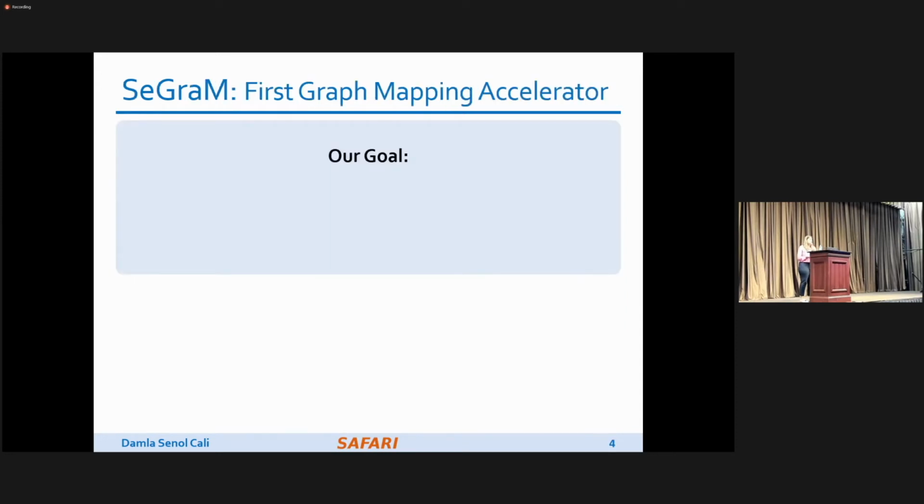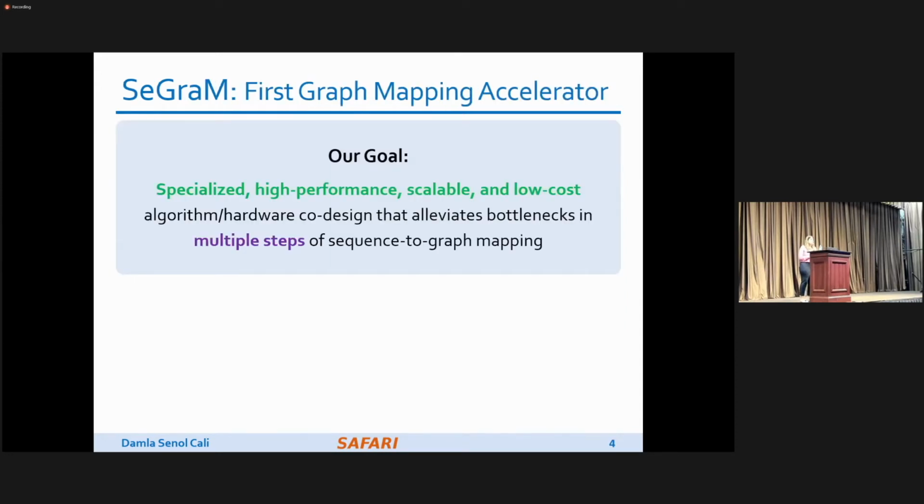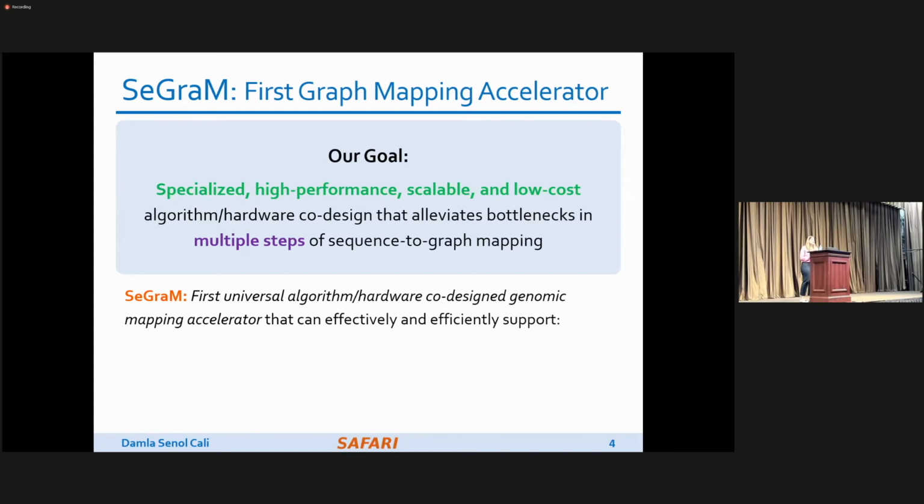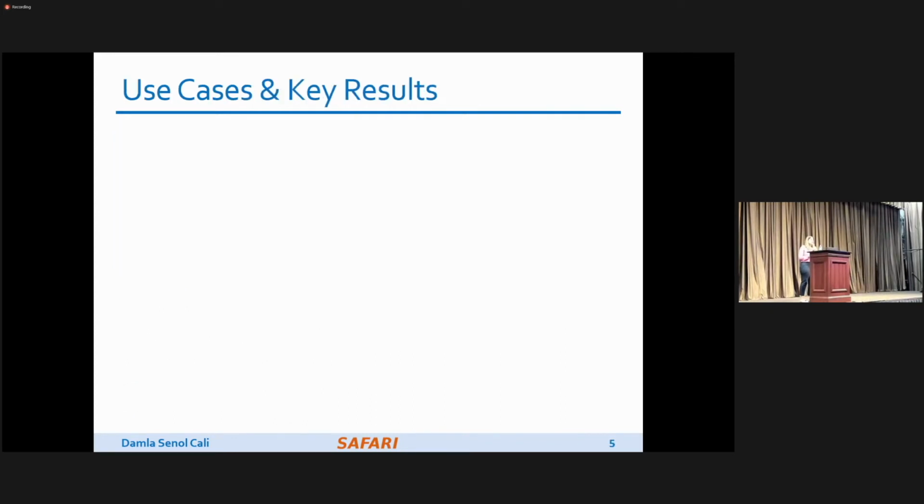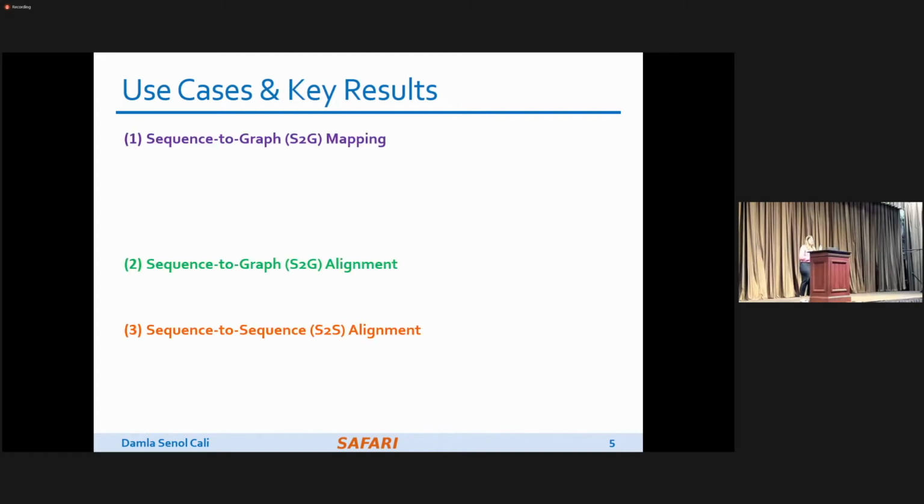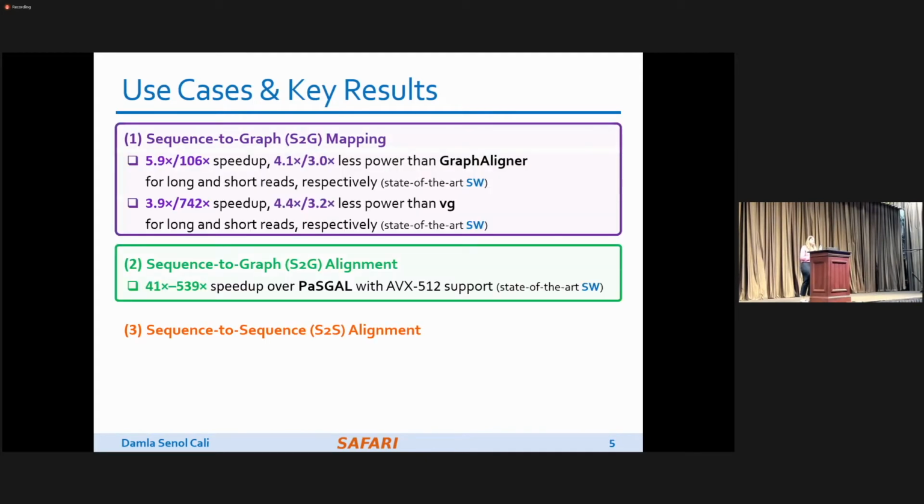To this end, our goal is to come up with a specialized, high-performance, scalable, and also low-cost hardware algorithm co-design that alleviates bottlenecks in multiple steps of sequence-to-graph mapping. To this end, we propose CGRAM. CGRAM is the first universal algorithm hardware co-designed genomic mapping accelerator that can effectively and efficiently support both sequence-to-graph mapping and sequence-to-sequence mapping, which can be seen as a simpler variant of sequence-to-graph mapping, for both short and long reads. We demonstrate that CGRAM provides significant improvements for multiple steps of the sequence-to-graph and sequence-to-sequence mapping pipelines.